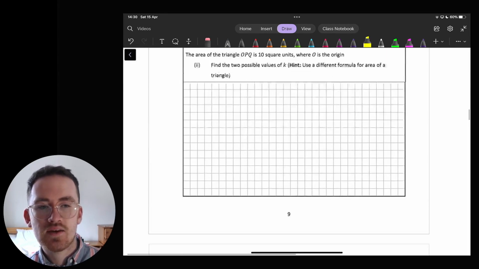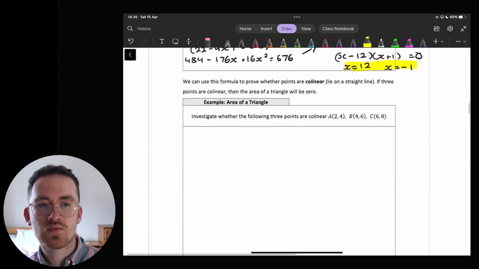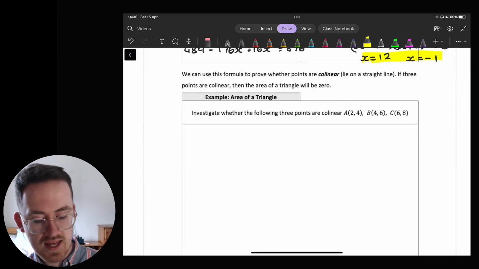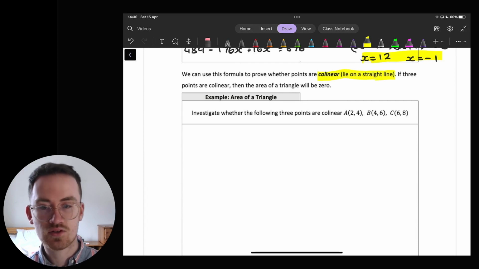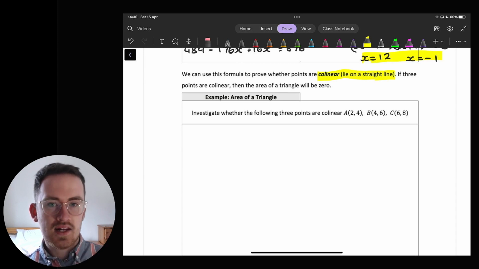So we have a few exam questions coming up as well. Just one more thing to look at is that we can use this formula to investigate or prove whether points are collinear. Collinear means that they lie on a straight line. You can see the word linear in it. So co together, linear, kind of line.